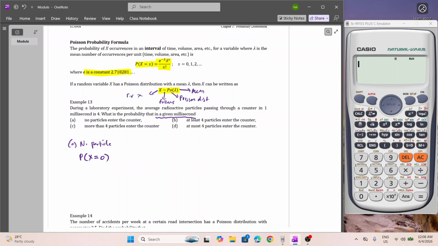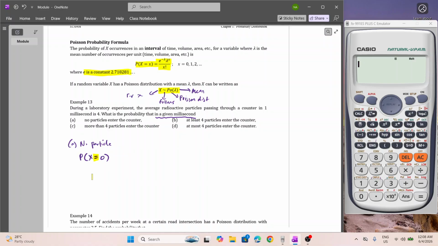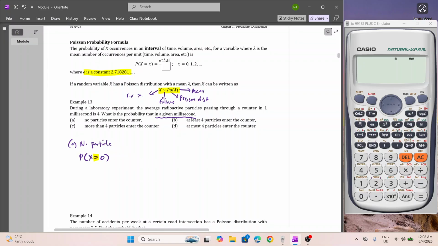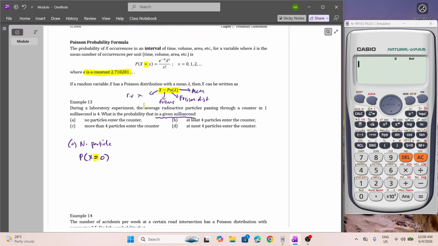So since we want to find the probability of x equal to a value, I think it is better for you to use the formula because the formula is given for the equal to sign, right? So it is not much work to do here. So just use the formula. So for this one, e to the power of negative lambda. Okay, so please remember it is always negative here.